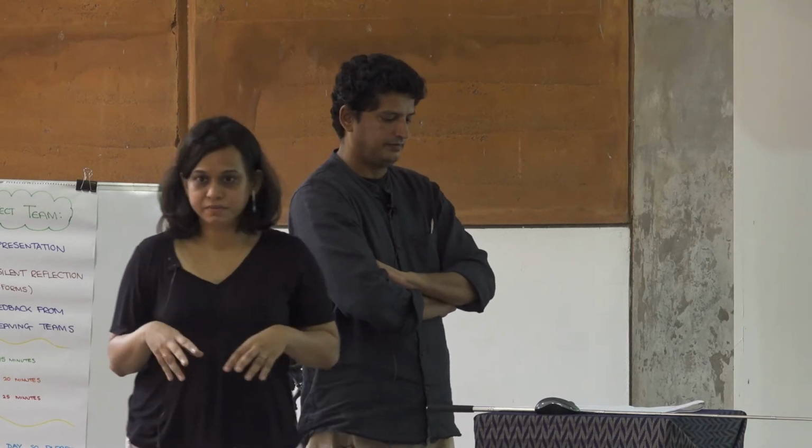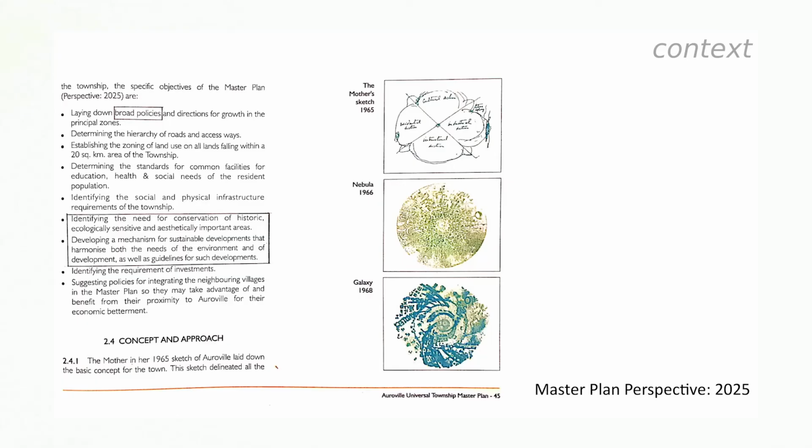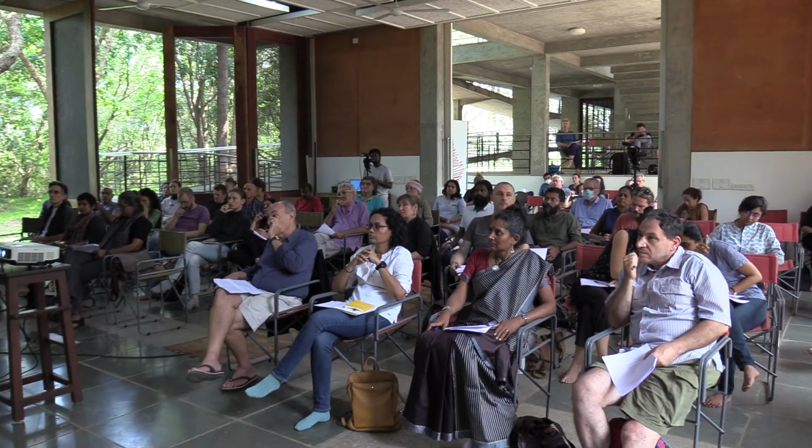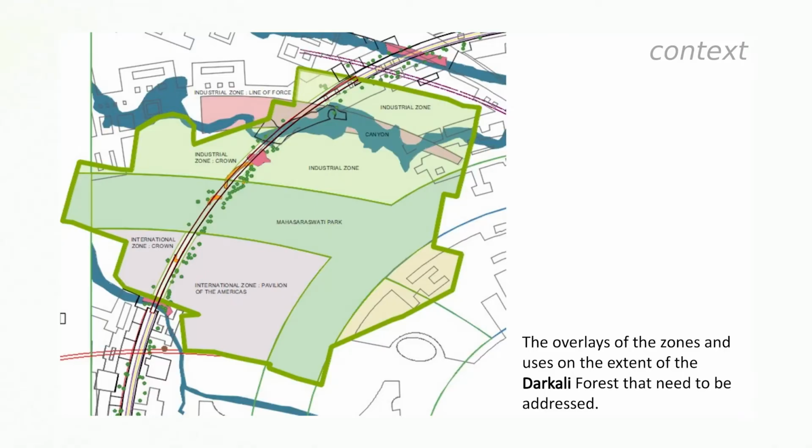So now we want to look at the master plan perspective 2025. And one of the things that we want to really try and do is identifying the need for conservation of historic, ecologically sensitive and aesthetically important areas. So when you look at the Darkali, this slide basically shows, when you overlay all the maps together, what happens in the Darkali sanctuary. I think that's the right word for it, sanctuary.